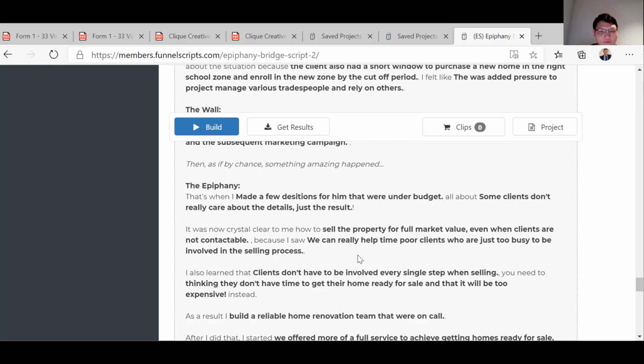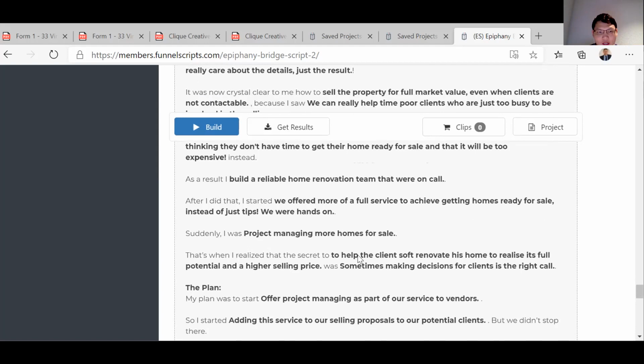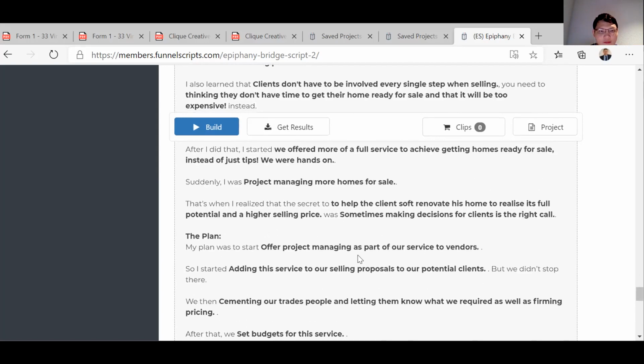So if you scroll down, that's when you realize you hope the client self-renovated. Then the plan, that is how you come up with a new offer. Your plan is to start an offer of project managing as a part of your service window. Then you start adding the service to your home selling proposal for prospect clients.